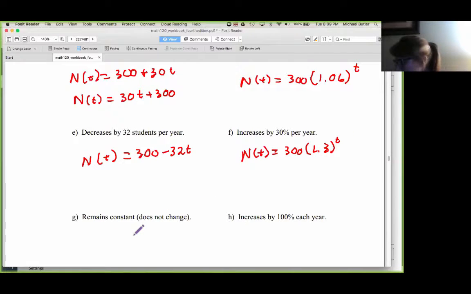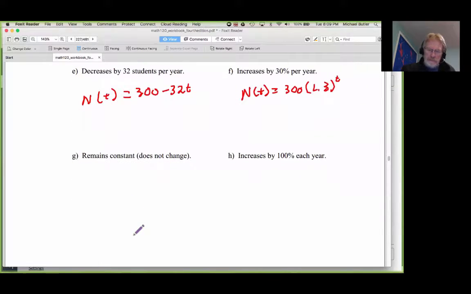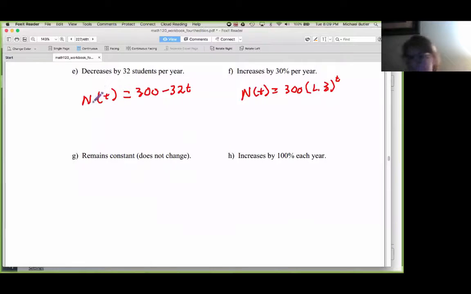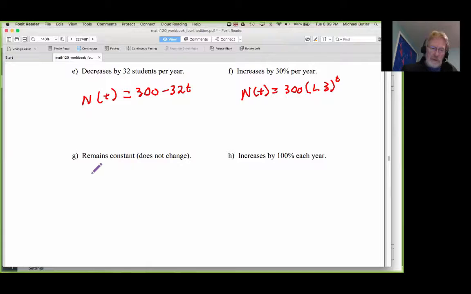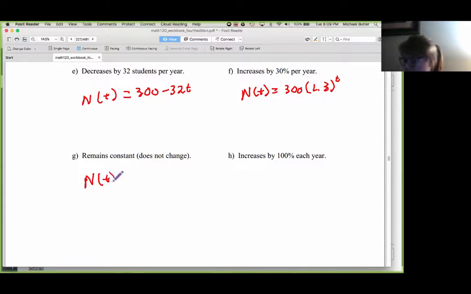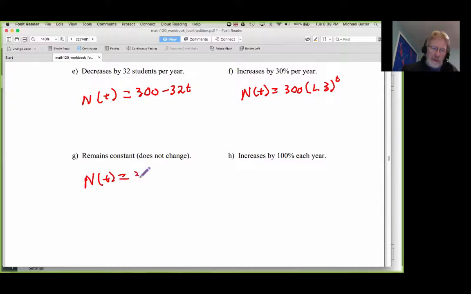And then remains constant, does not change. So 300t is what I got, but I don't know if that's right. Exactly. No, not t. It's just 300. Oh, 300. Yeah. So N of t would be just equal to 300 because it doesn't matter what the year is. The number of students remains constant, does not change. So it's just going to stay at 300.